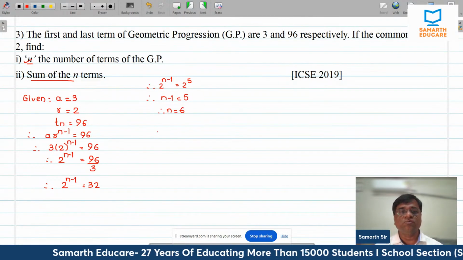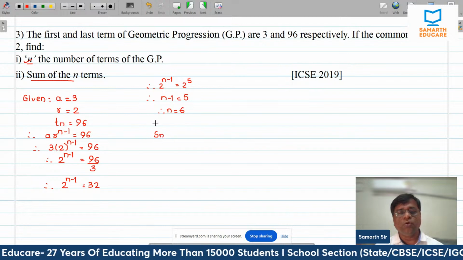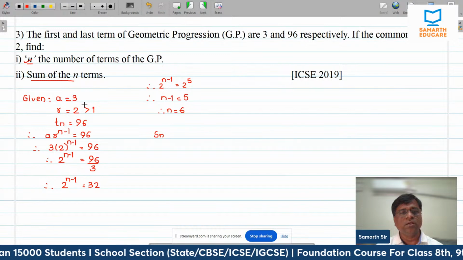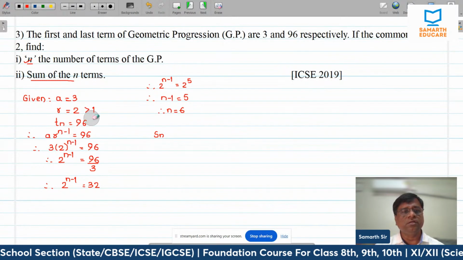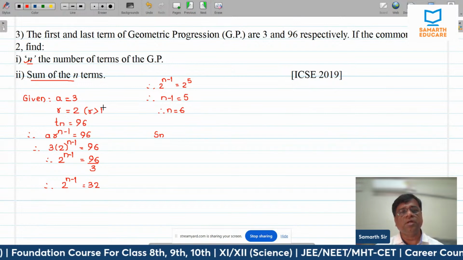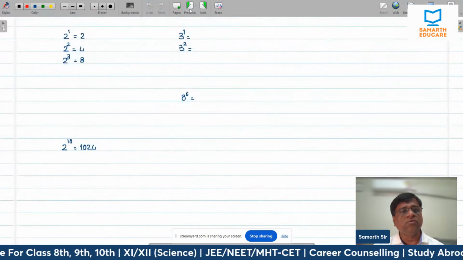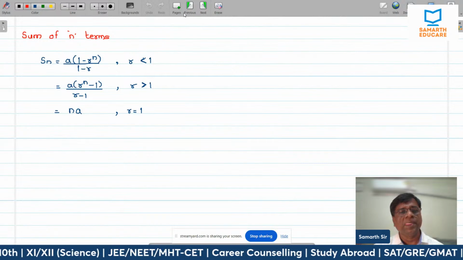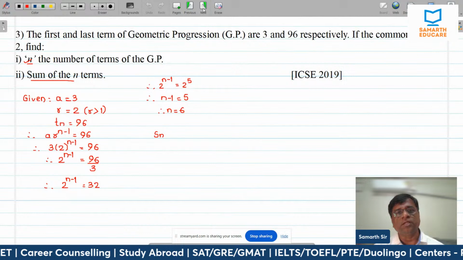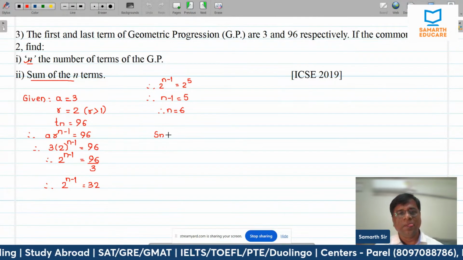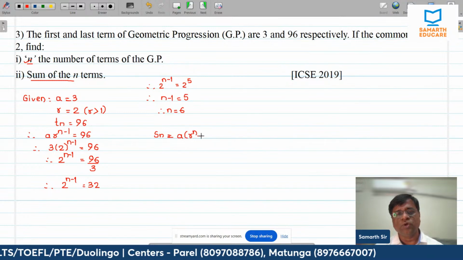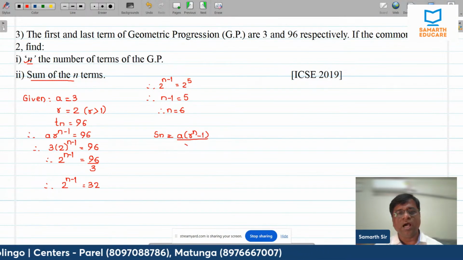Now he is also asking for the sum. Check, r is what? R is 2, which is greater than 1, right? So I will write here like this, r is 2, which is greater than 1. Remember we took two formulas, one for r less than 1 and one for r greater than 1, right? And I told you, don't worry if you make a mistake, you can correct your mistake in the later part. Okay, now here, because r is greater than 1, my formula is a times r raised to n minus 1 divided by r minus 1.